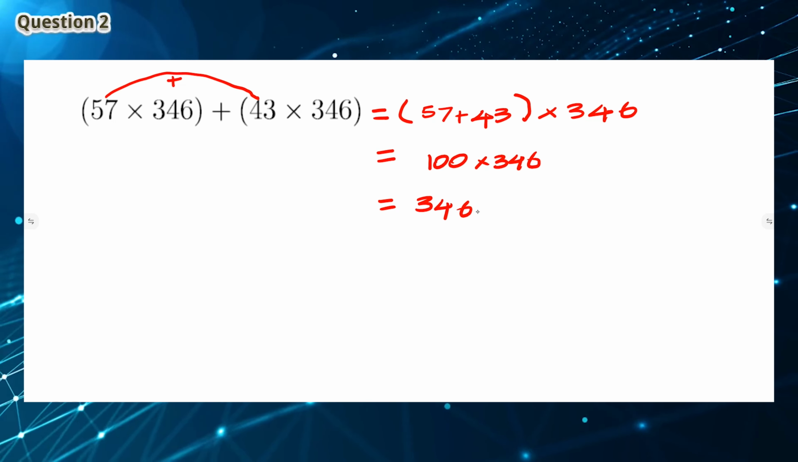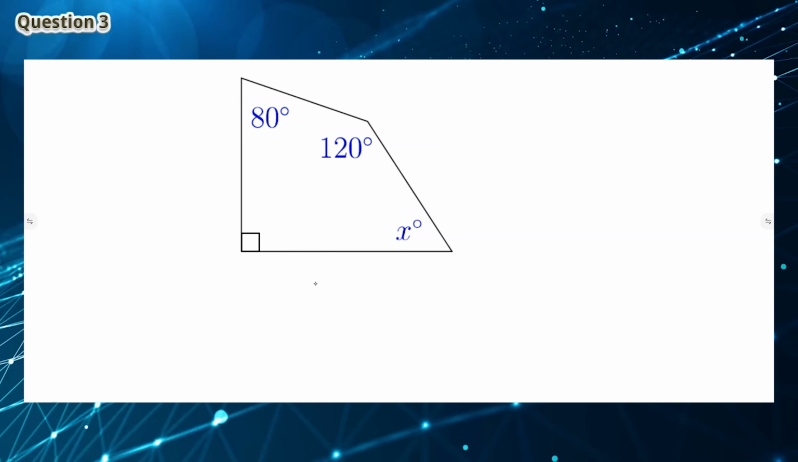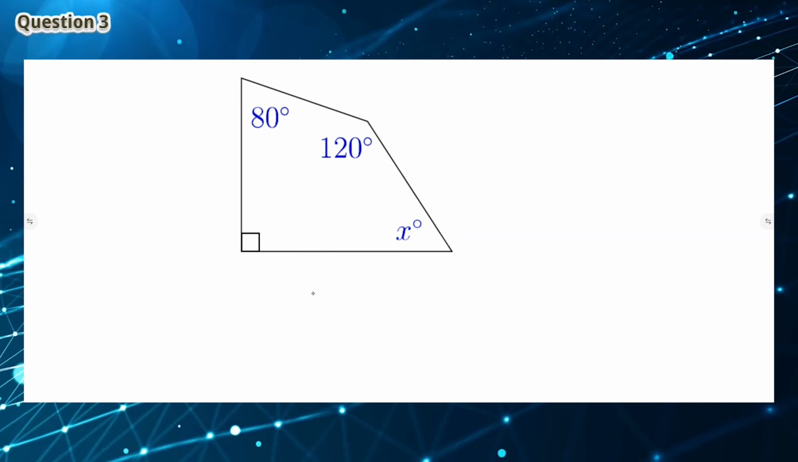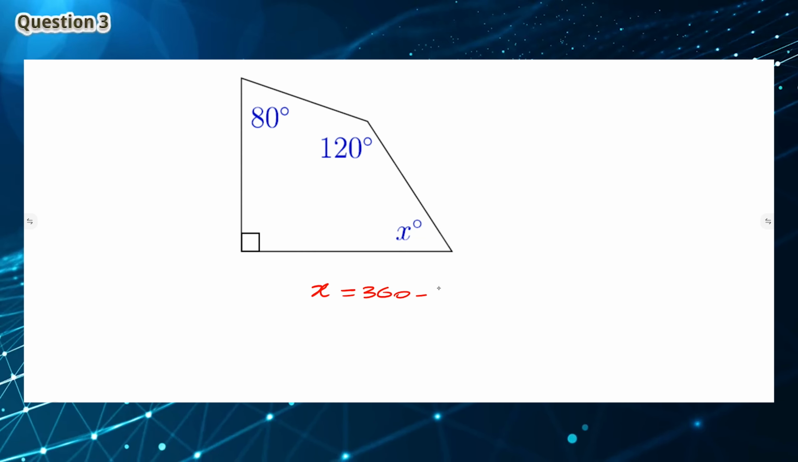The angles in any four-sided shape add up to 360 degrees. Using this information, we can write an equation for x as follows. We can evaluate this to find that x is equal to 70 degrees. So the answer is D.